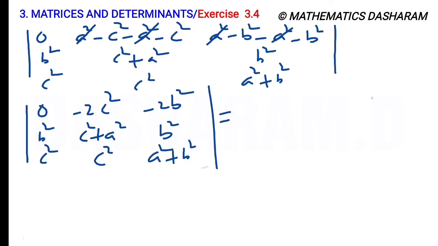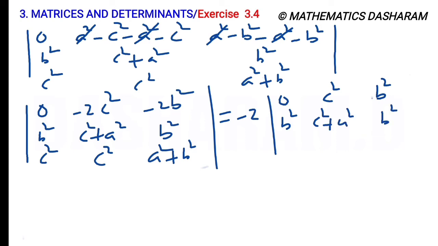So it is equal to, from the first row we can take the minus 2 common, so minus 2 bracket of 0, C square, B square; here B square, C square plus A square, B square; so C square, A square plus B square.